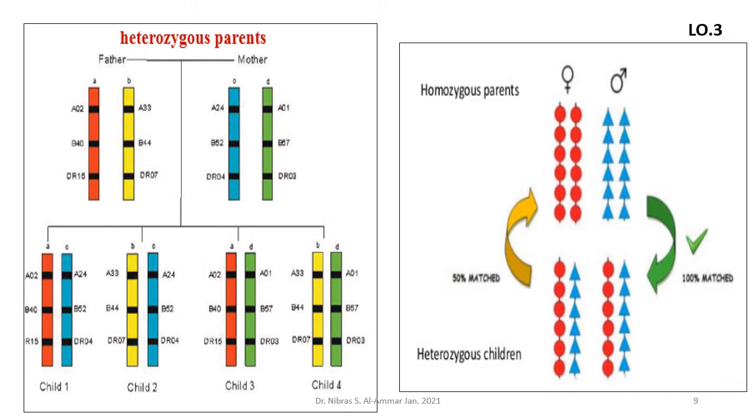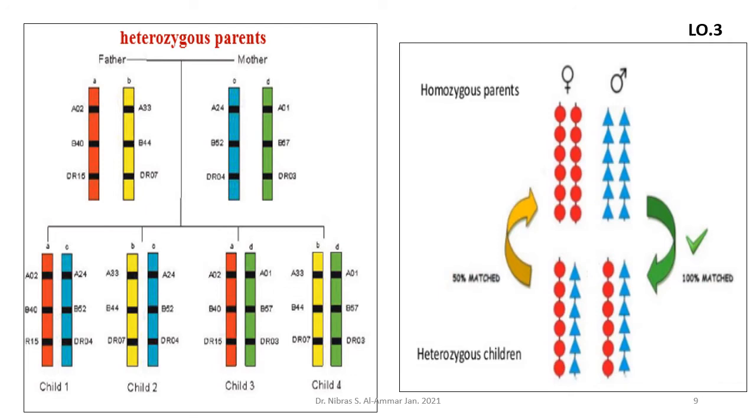For haplotype A, you can see here A01, B40, while in haplotype B, the alleles differ from the first haplotype. We have A33, B44, and DR07. Also the mother, the same thing. The mother has two haplotypes and each haplotype has different HLA alleles. This is in the case of a heterozygous parent.